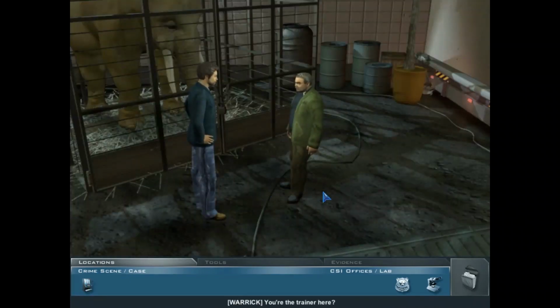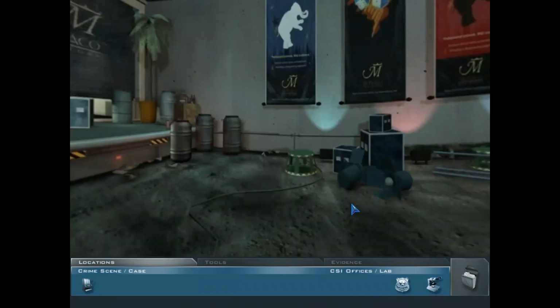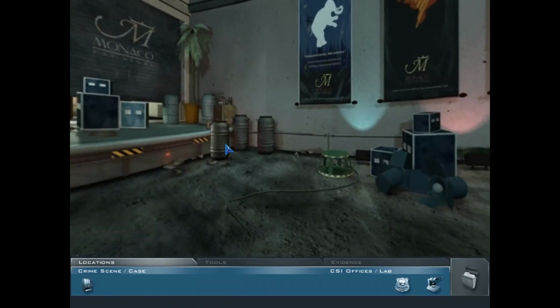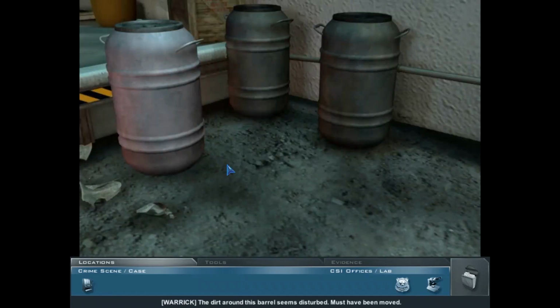You're the trainer here? Dirty job, but somebody's got to do it. You guys look official. We're criminalists from the Las Vegas Crime Lab. Our dispatcher caught a threatening call we think may have been made at the casino, here and back. The dirt around this barrel seems disturbed. Must have been moved. But without a warrant, we need an awful good reason to open it.